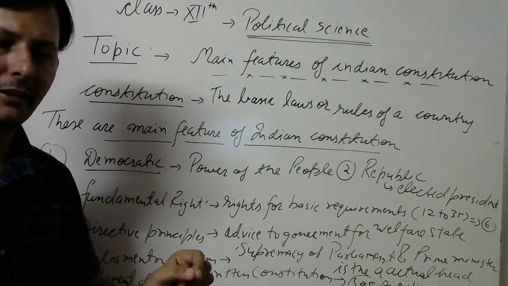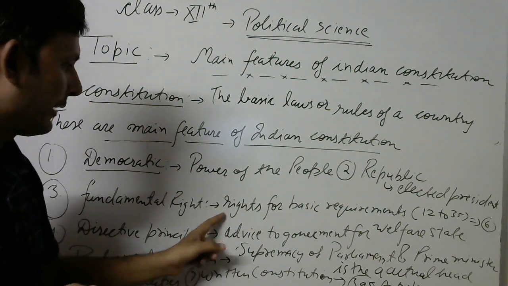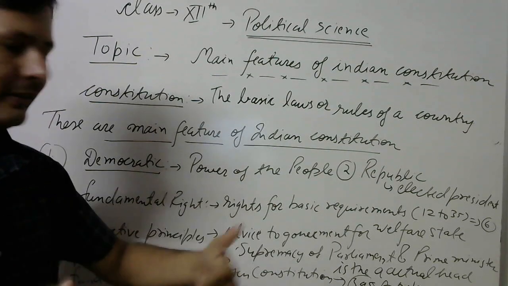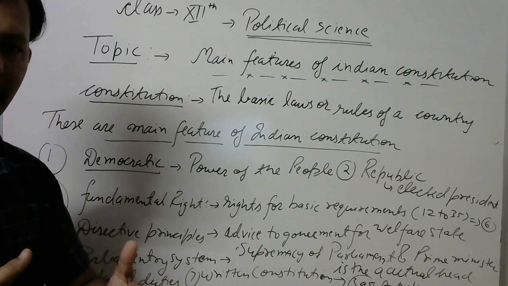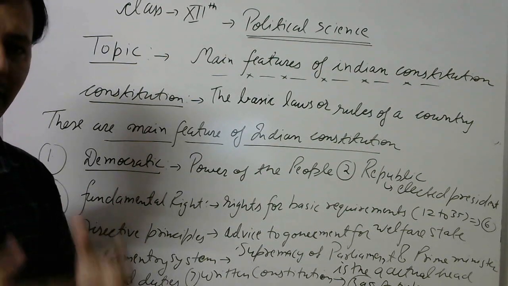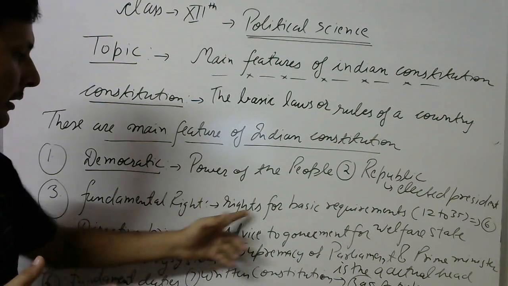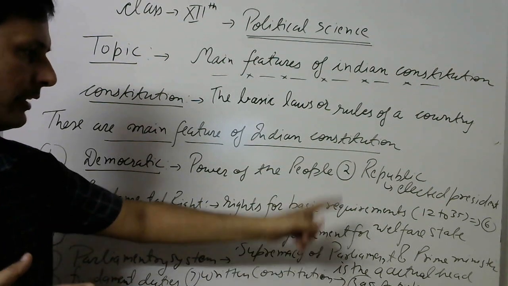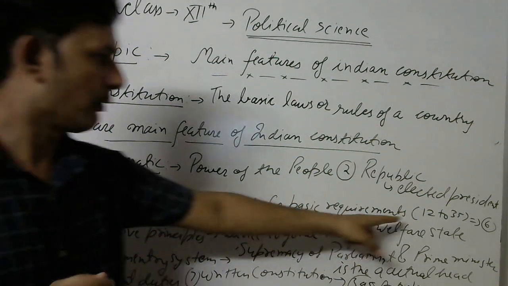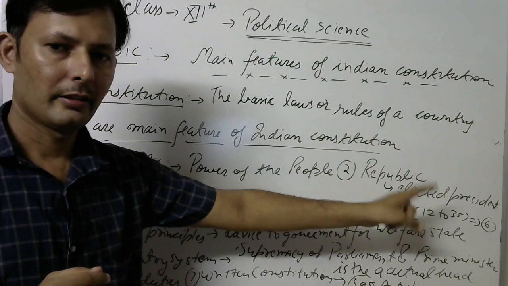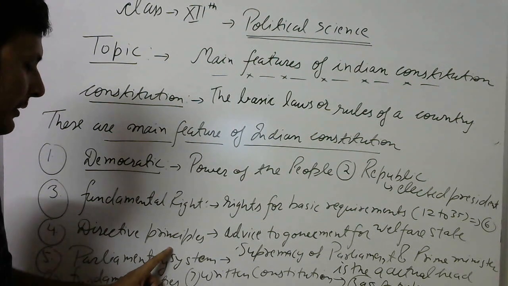Indian constitution gives some fundamental rights to its civilians for their basic requirements. What are the basic requirements? Health, food, shelter. These fundamental rights fulfil the basic requirements of the civilians, and they are connected to articles number 12 to 35, and they are six. Clear?